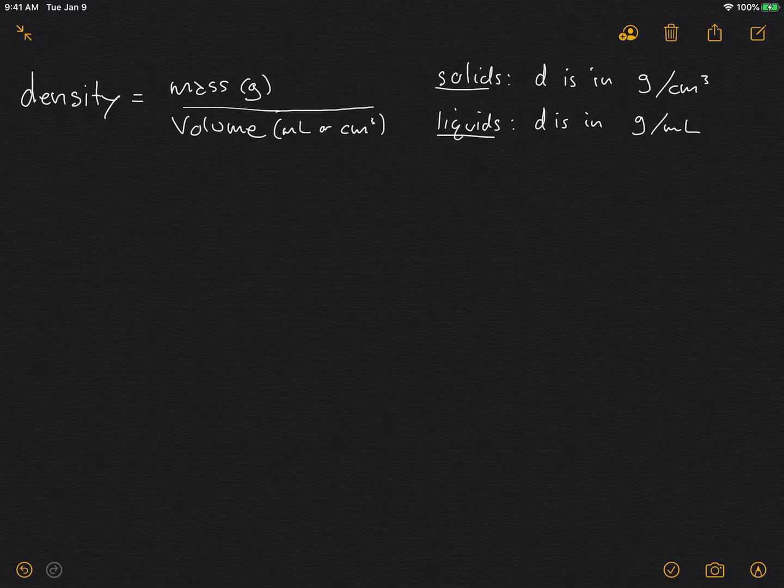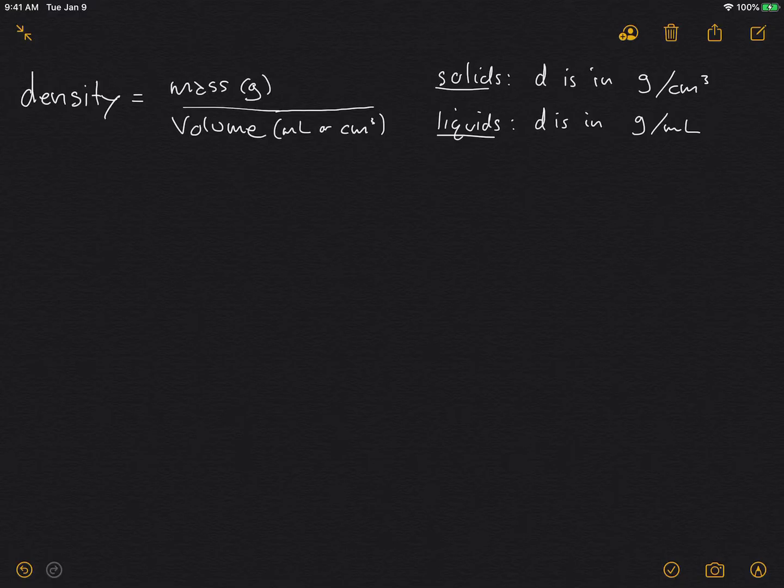Density is an intensive property of matter, which means that it doesn't matter how much of a substance you have in a sample, it will always have the same density, since density is the ratio of the mass to the volume. The mass and volume are extensive properties, which means that if you have more of a substance, the mass is going to be greater. But the ratio between the two will always be the same for that particular substance.